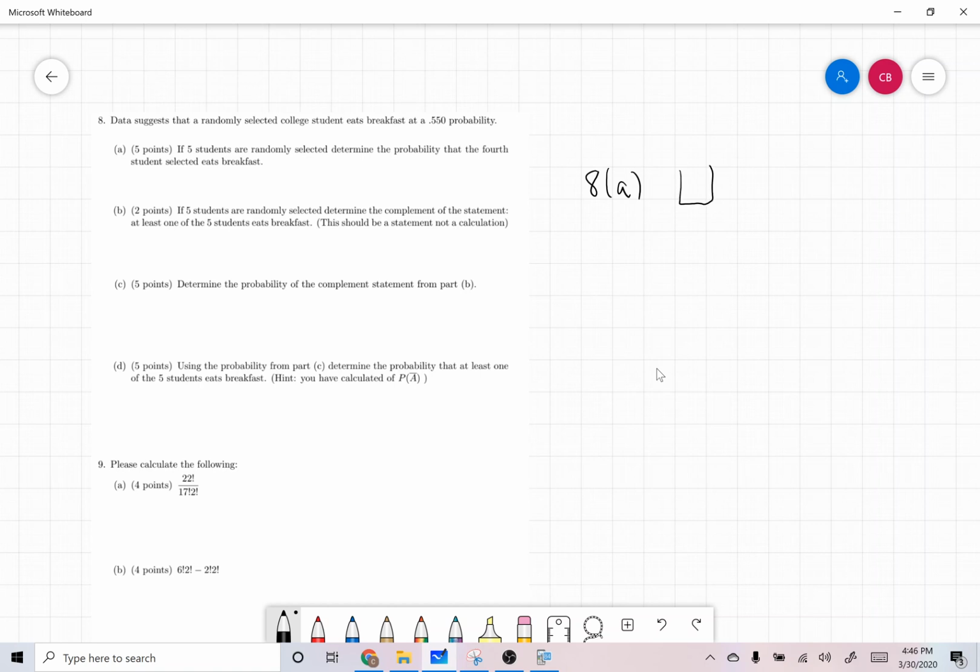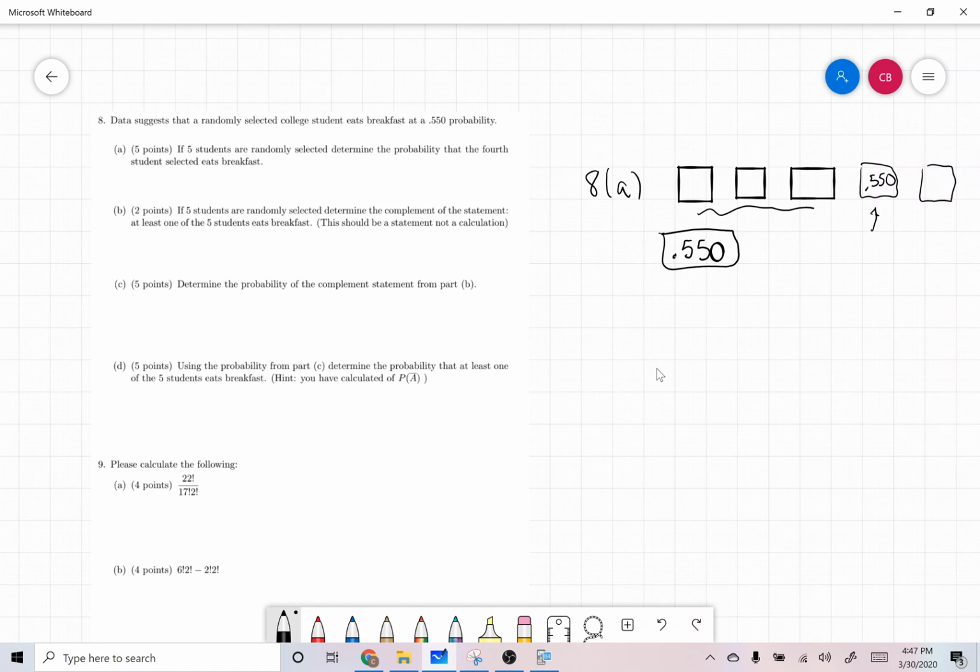So if we have 5 students, 1, 2, 3, 4, 5. If we have 5 students, what's the probability this guy eats breakfast? Well, whatever these guys do doesn't matter. It doesn't affect this person's probability of eating breakfast. So the probability that this person eats breakfast is 0.550. It's almost like a trick question.